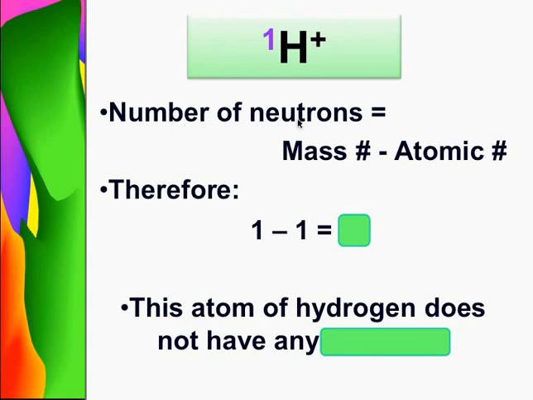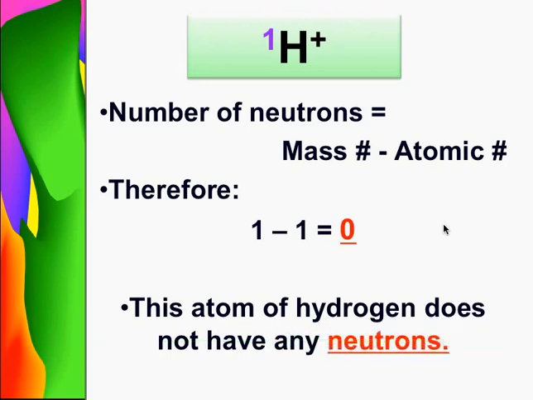Now to determine the number of neutrons, you're going to go the mass number minus the atomic number, or the number of protons. So in this case, that means 1 minus 1 is 0. Hydrogen is the only element that naturally has isotopes that contain no neutrons.